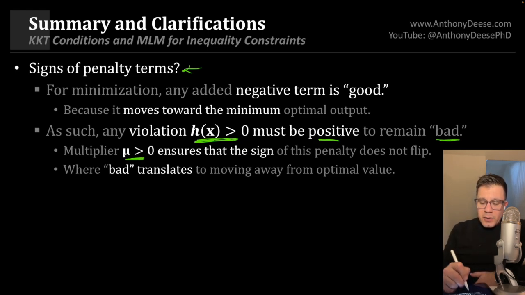So this is why the multiplier mu must be greater than 0, to ensure that the sign of this penalty does not flip. And again, making sure that the penalty violation remains a negative thing, where bad translates to moving our output away from the minimum optimal value.